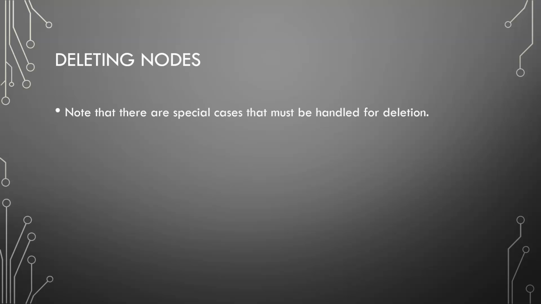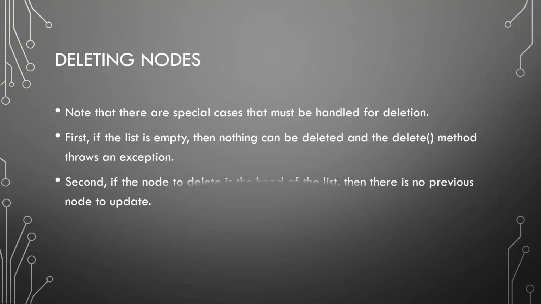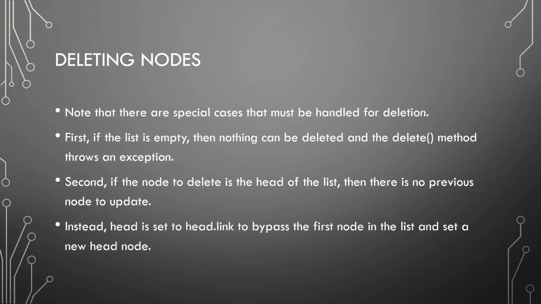Note, there are special cases that must be handled for deletion. First, if the list is empty, well, then nothing can be deleted, and the delete method throws an exception. It makes sense because, well, you can't delete if it's empty because there's nothing there. Second, if the node to delete is the head of the list, then there's no previous node to update. You can't say, hey, previous, you've got a job to do. Previous doesn't exist. Instead, head is actually set to head.link to bypass the first node in the list and set a new head node.